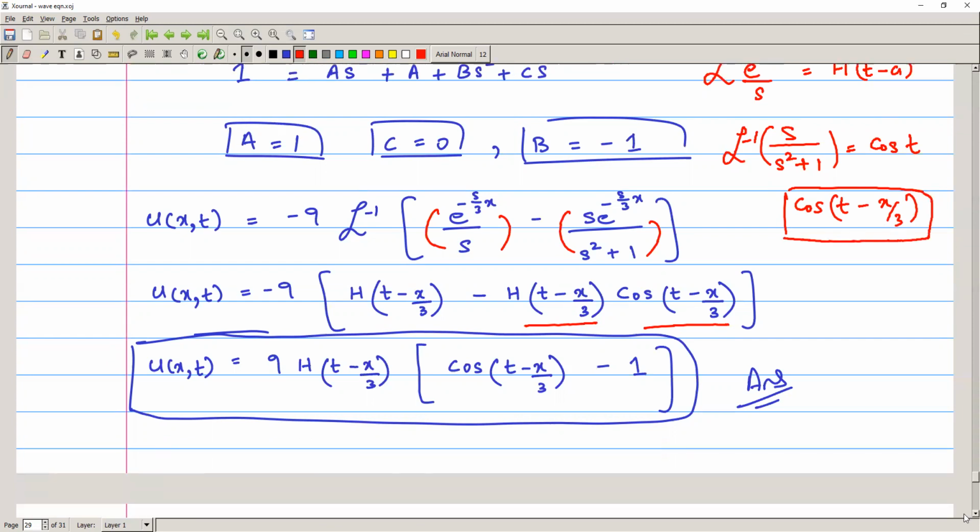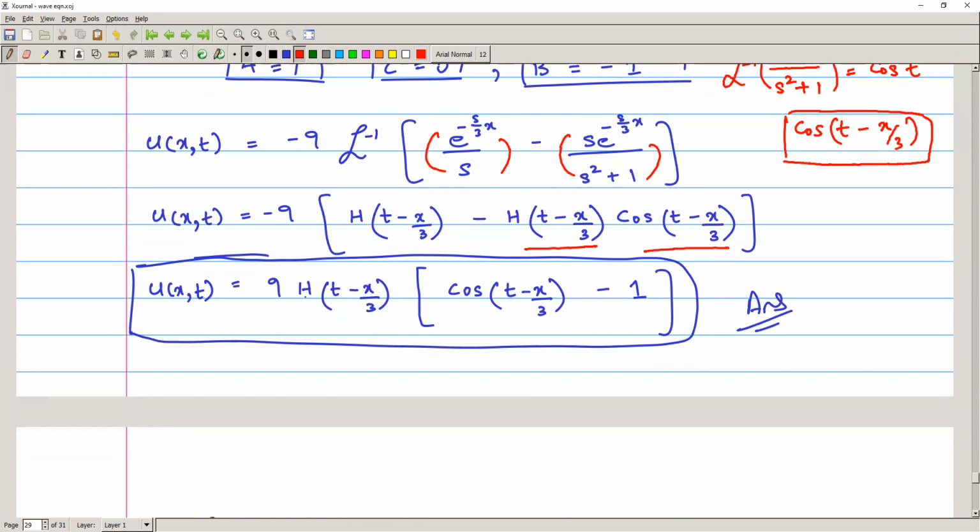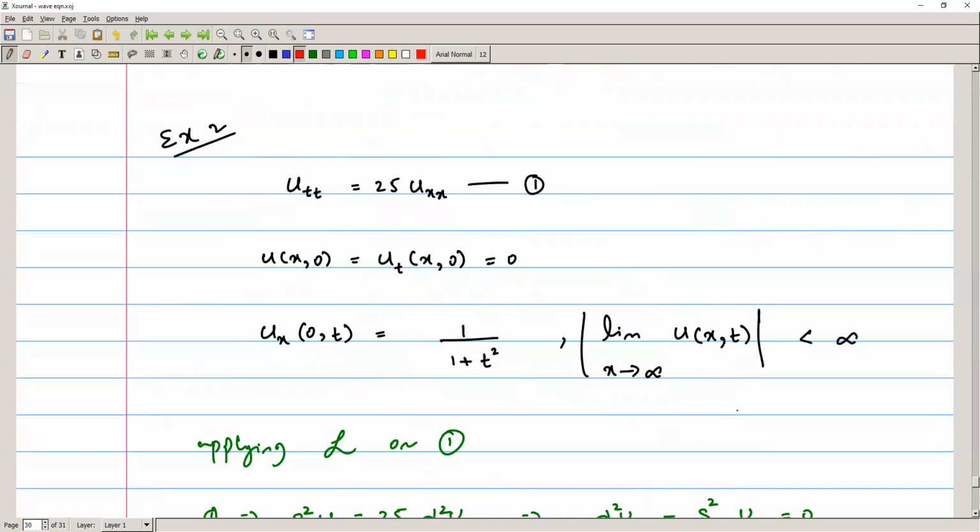So in this way, we can get the solution for the problem in the form of x comma t. So this is the final solution for our problem. So you can see how this Laplace transform works for the wave equation. Now let's move to another example.